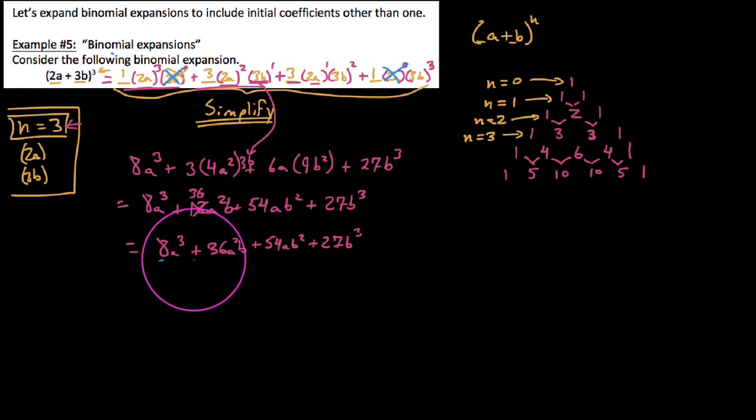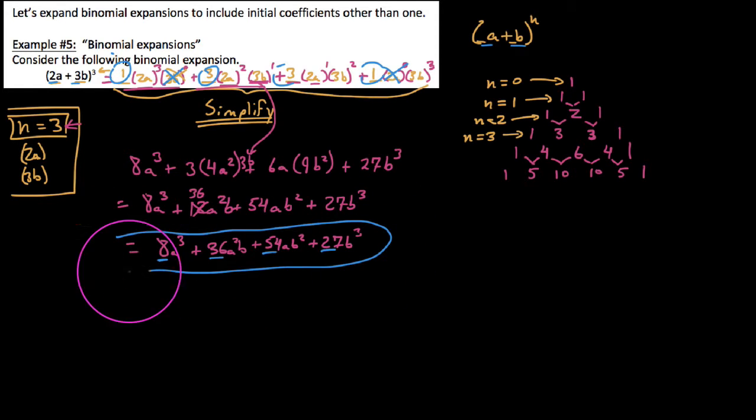You'll notice that these coefficients are different than what are in Pascal's triangle, but the reason why is that we had initial coefficients of 2 and 3 instead of 1 and 1. Those change the 1, 3, 3, 1 pattern that we had to begin with. But you'll notice in terms of our variables, we have a cubed, a squared b to the first, a to the first b squared, and b cubed. So that pattern still exists. This is our binomial expansion for 2a plus 3b to the third power. Cheers.